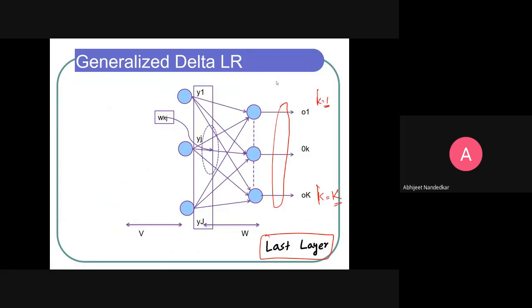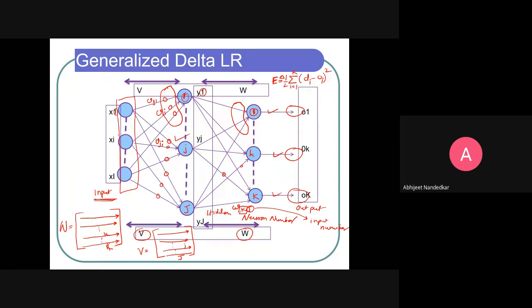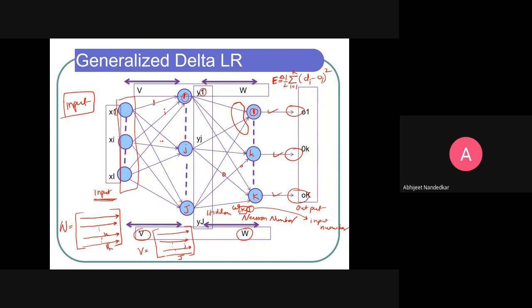Now we will try to train this circuit using the generalized delta learning rule. So the generalized delta learning rule is for multi-layer networks. So we can start from the last layer. Why? Because we will apply input here. We will pass on this input to the first layer of neurons. We will calculate the output for all these neurons here.